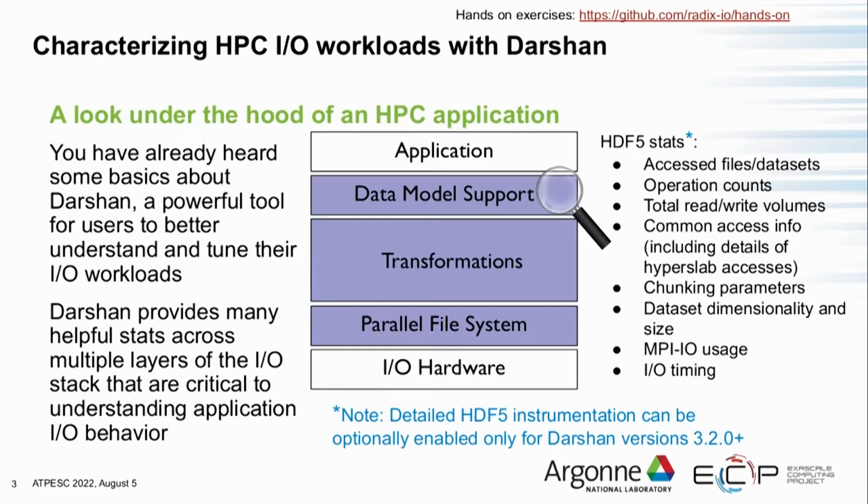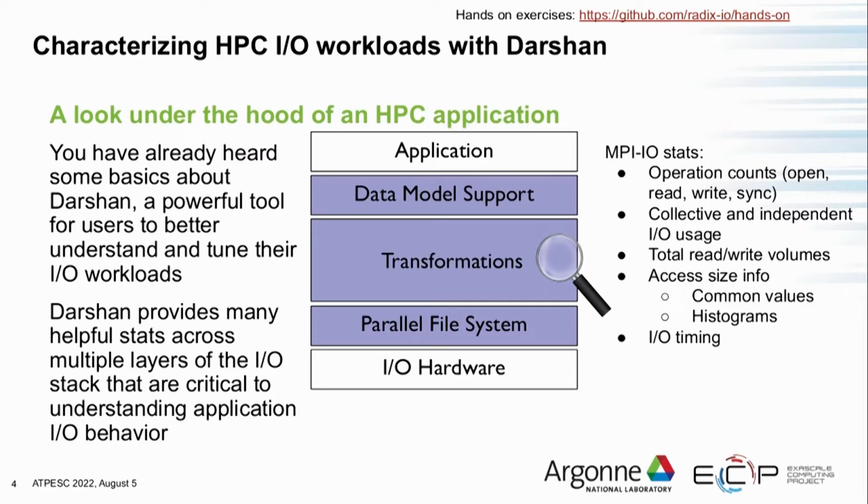The types of information we capture are things like what files and data sets are accessed by an application, different types of operation counts, so how many times files or data sets are opened or read or written, and total read and write volumes to data sets. We capture information on common access info. This includes details about the hyperslab accesses for HDF5. We capture chunking parameters that users may have used. We also capture data set dimensions and total size to give you an idea of how big a data set is. We also capture information on how HDF5 is using MPIO, and various I/O timing information.